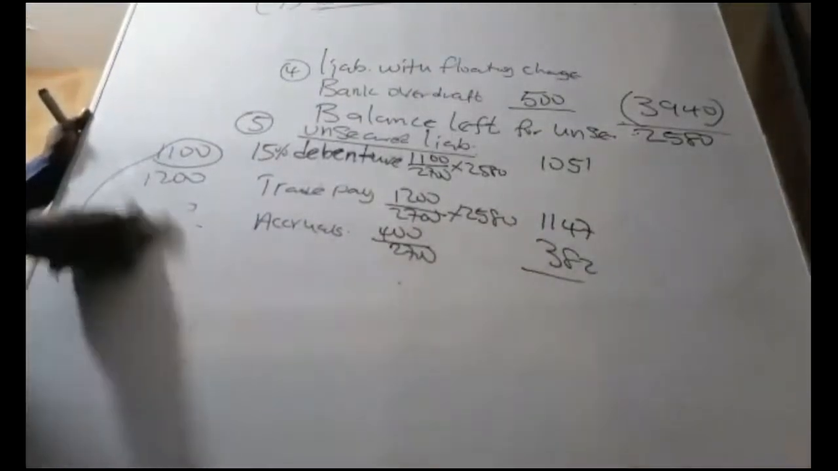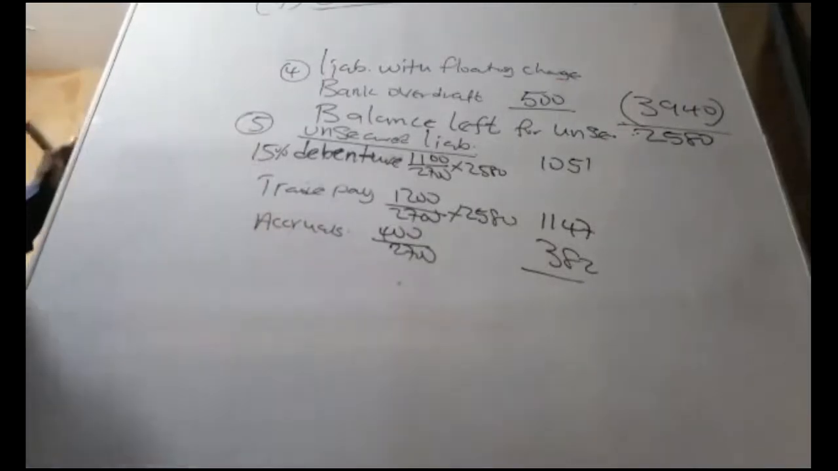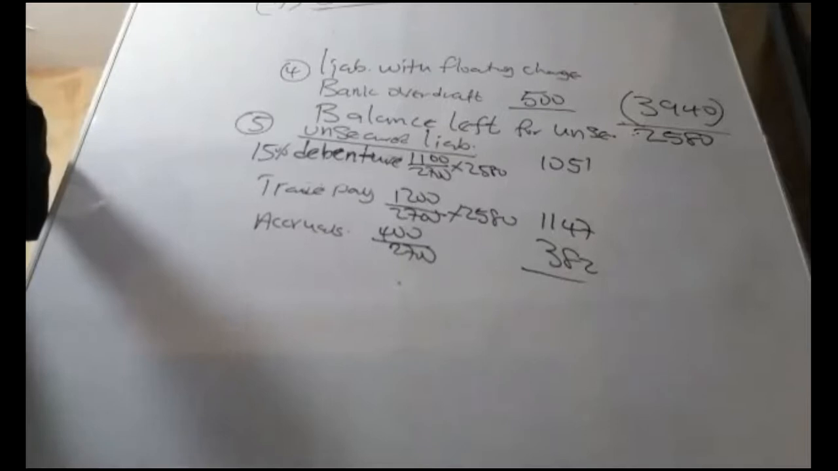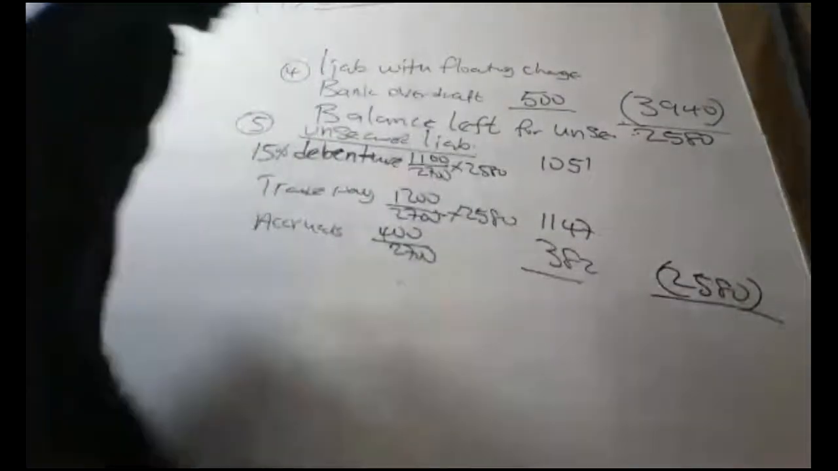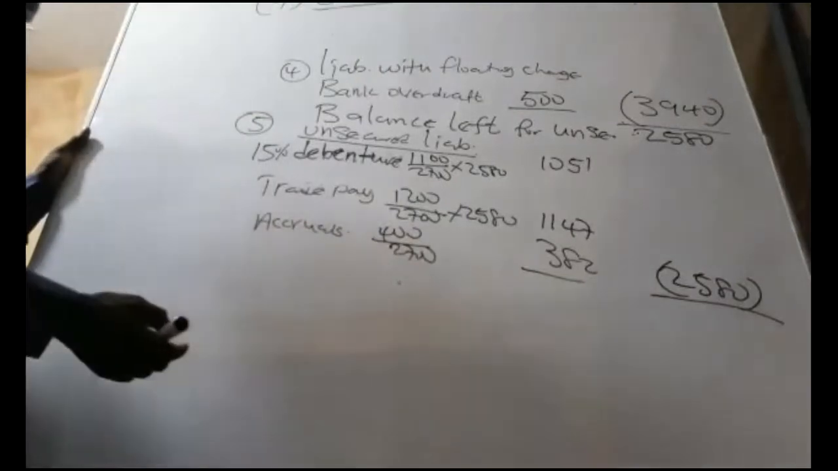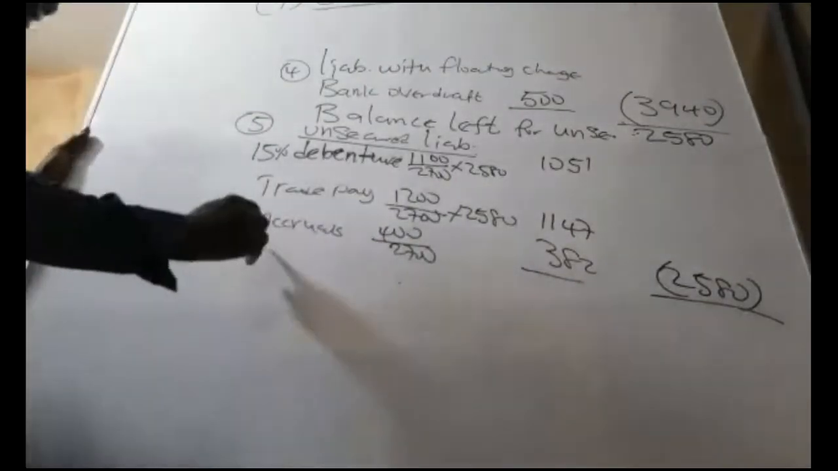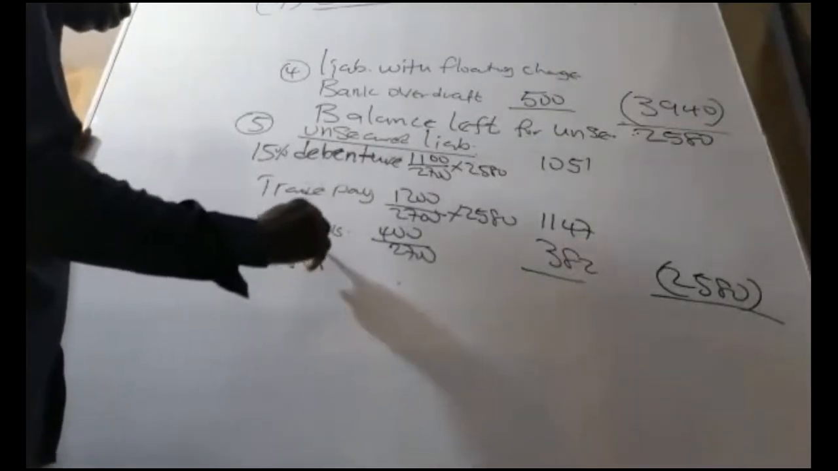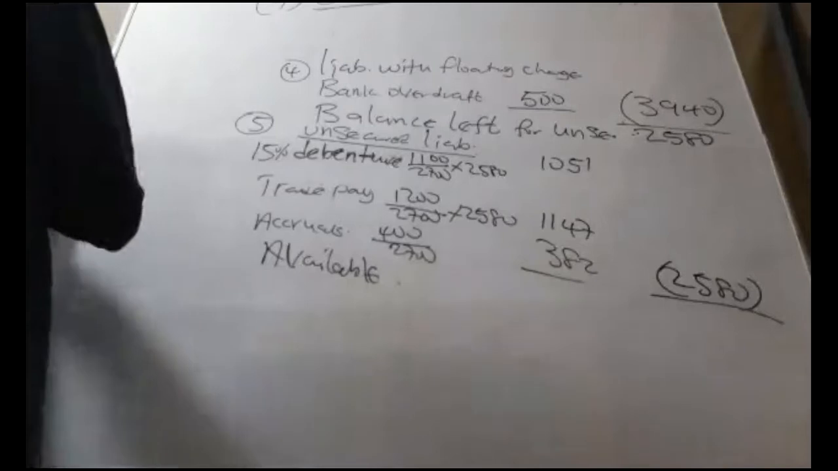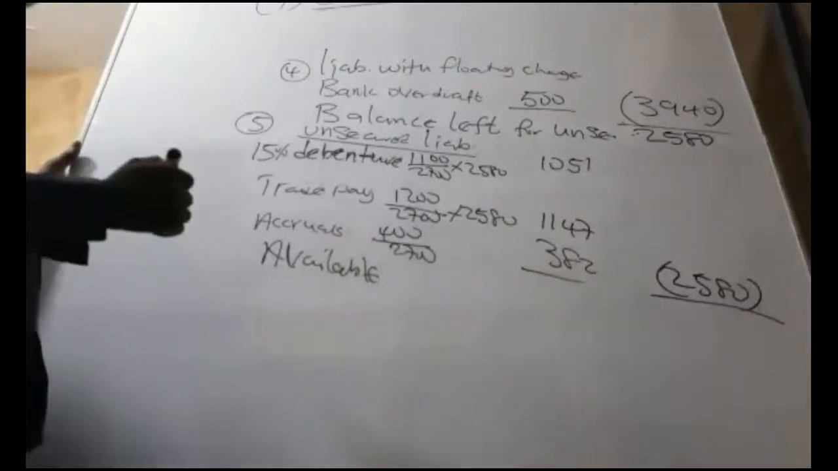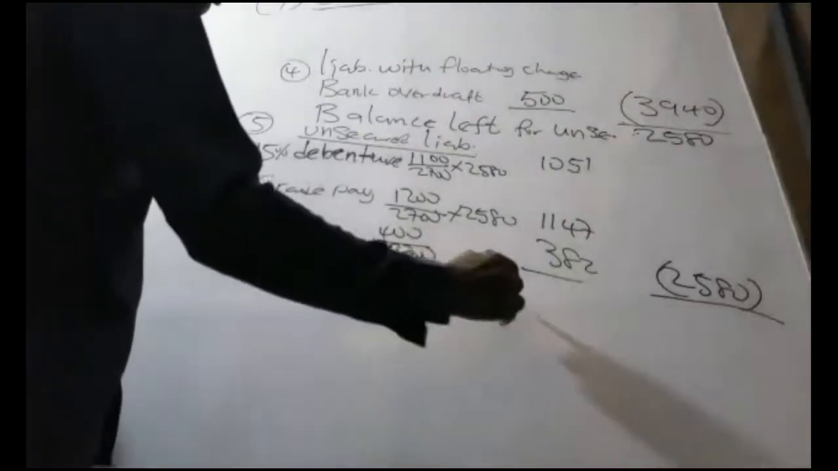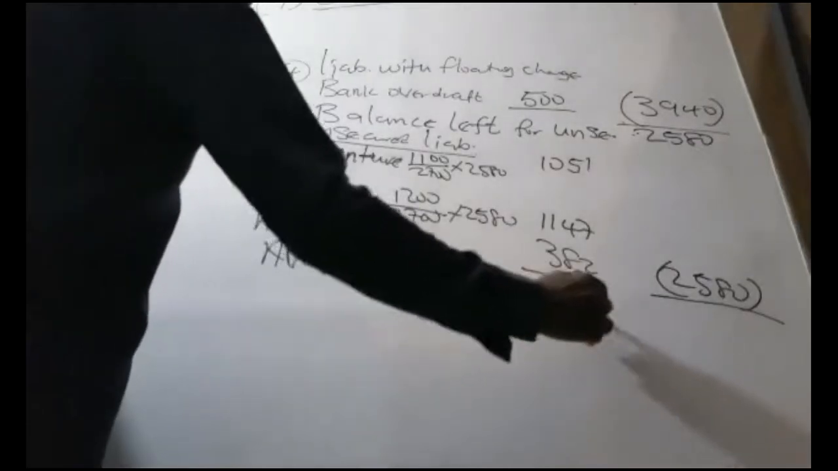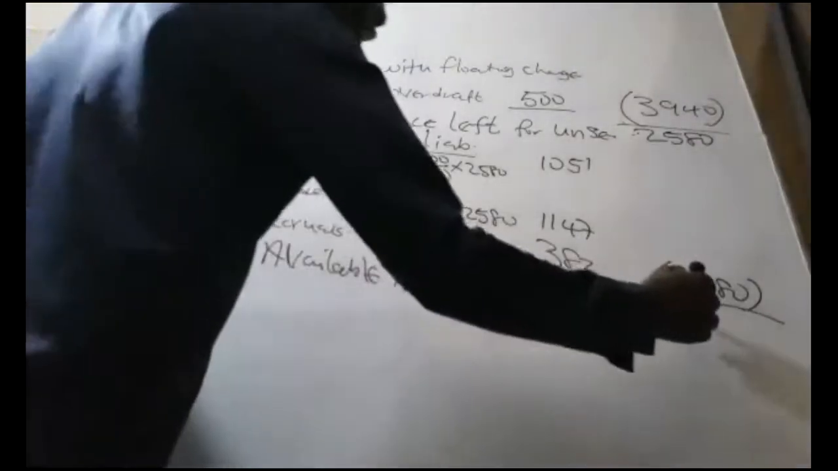I hope you have the solution there. I'll pick the figures. So it will be the same as this, 2,580. I should not even add it to anything. So we call this one available for ordinary and preference shareholders. So that would be what? Dash.